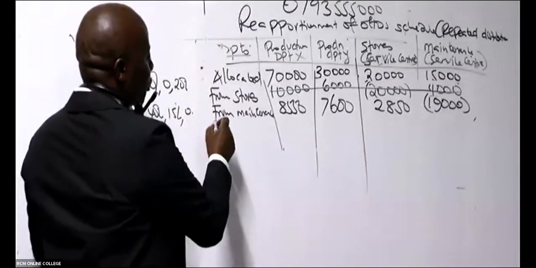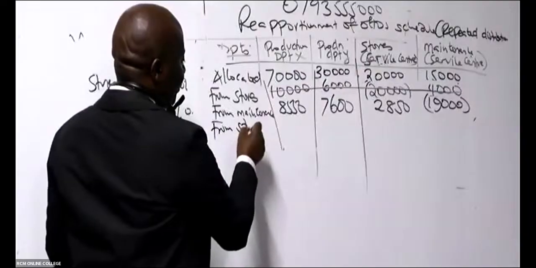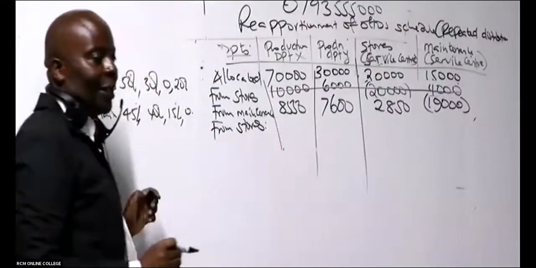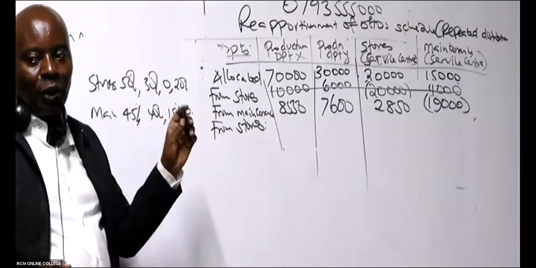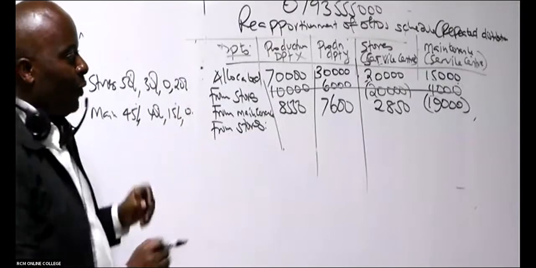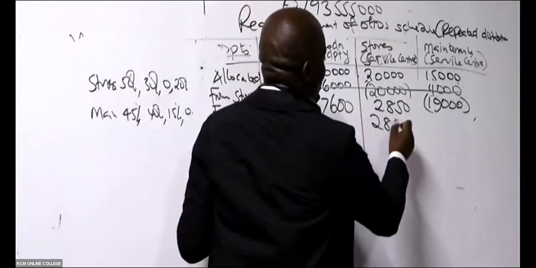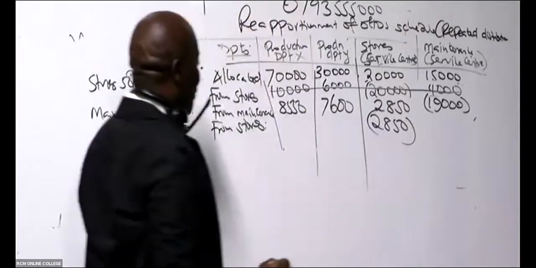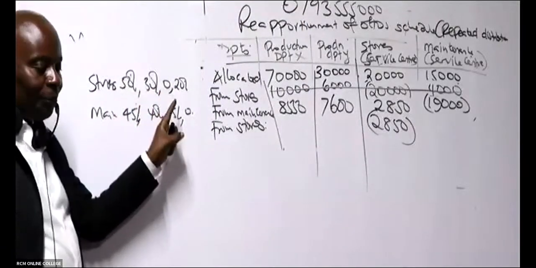So then I'll come and say from where, somebody? From stores, isn't it? How much are you seeing now we have in our stores department? 2,850. That is what we shall be able to remove, ladies and gentlemen, using these percentages of stores.